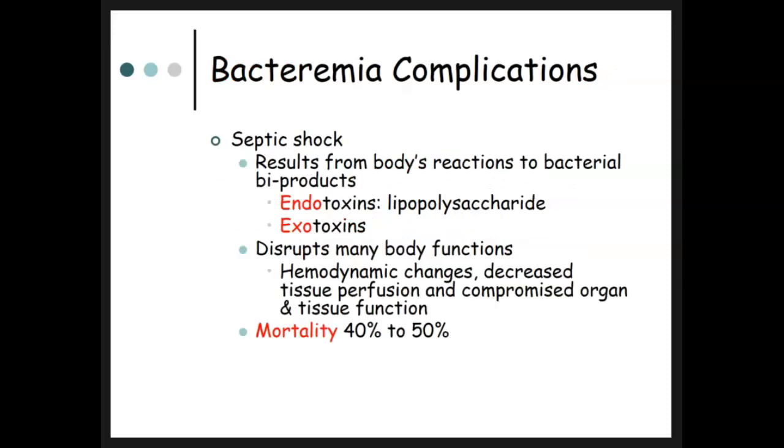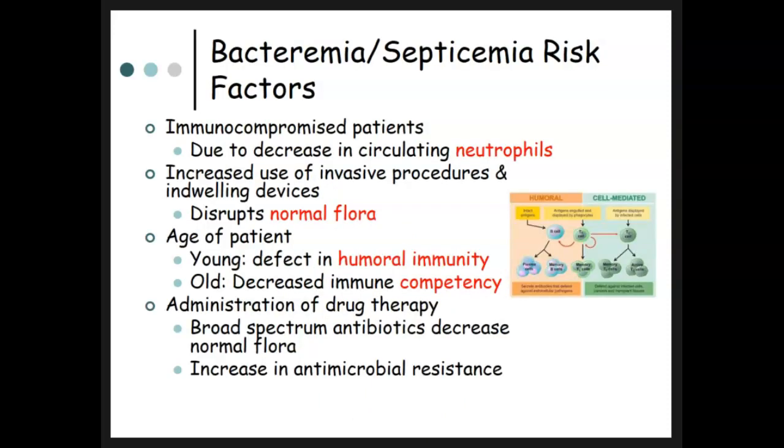Septic shock results from the body's reaction to bacterial byproducts like endotoxins, which are the lipopolysaccharides from our gram-negative bacteria, and exotoxins, and these can disrupt many body functions. There can be blood pressure changes, organ and tissue damage, shutdown, and there's a mortality rate of 40 to 50% from septic shock. So what factors contribute to bacteremia or septic shock?